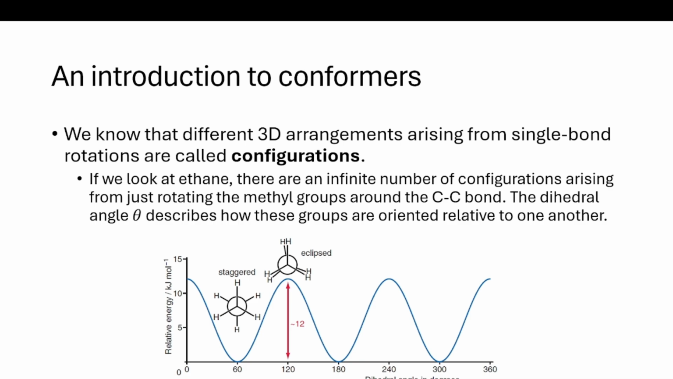And as we can see, based on this dihedral angle, we get staggered and eclipsed configurations, and these change the relative energy. As you can see, if we have a staggered configuration, the relative energy will be at a minimum. But if we have it eclipsed, then it will be a maximum. Relatively 12 kilojoules per mole more energy.